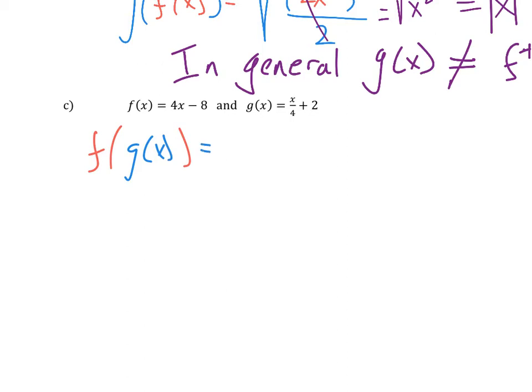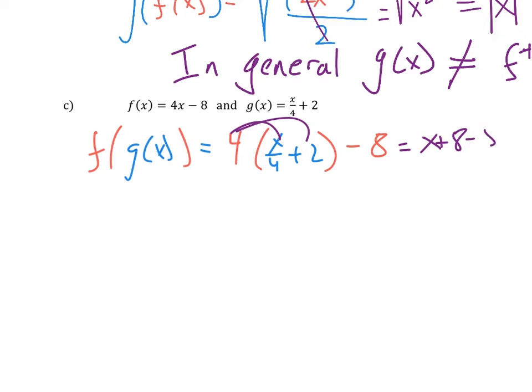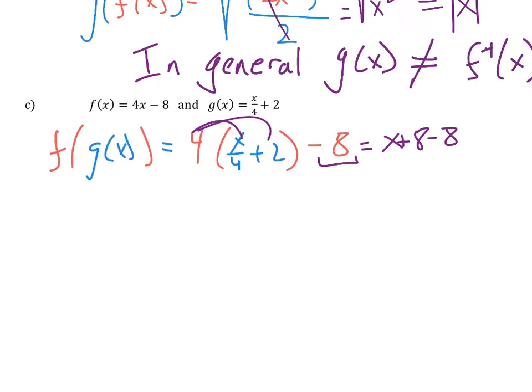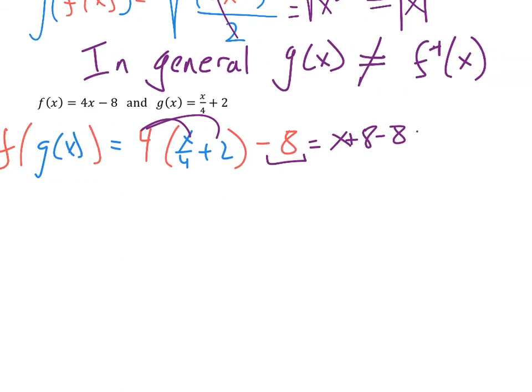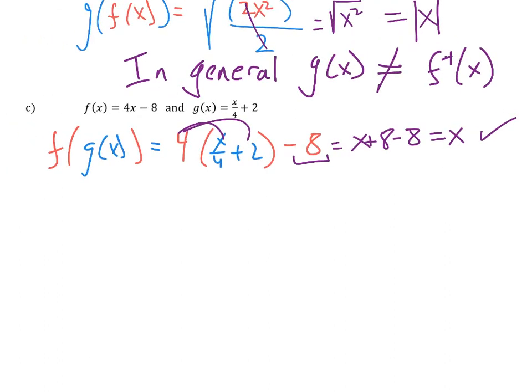We're going to take f, which is 4 times blank minus 8, and we're going to put g into f. Put g into the blank. So we got x over 4 plus 2. If we distribute this out, we get 4 times x over 4 is x. 4 times 2 is 8, plus 8, minus 8 coming from the end there. And that's great. 8 minus 8 is 0. We get x. That's a good sign.